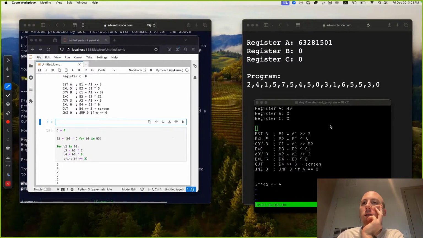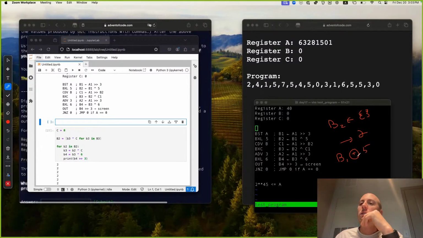So now we got B2. We say, all right, if B2 is in this set here, then we're going to output a 2. And we have that B2 is equal to B1 XORed with 5. So if B1 XORed with 5 is in this set, then you're going to output a 2. So we actually want to get the values of B1. We want to get all the values such that when you XOR it with 5, you get a number in this set.